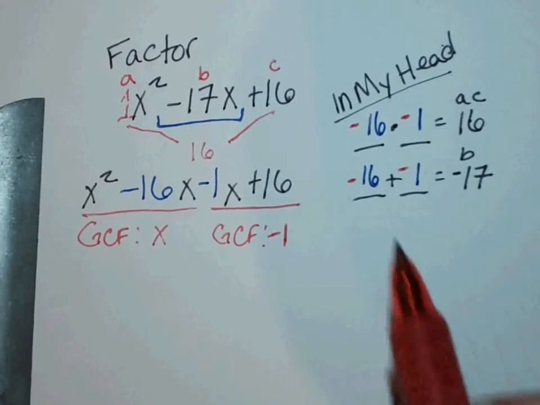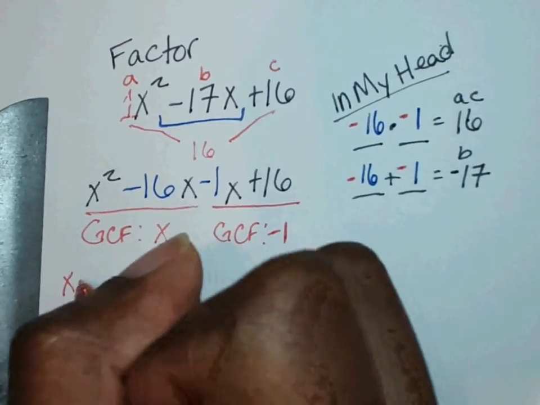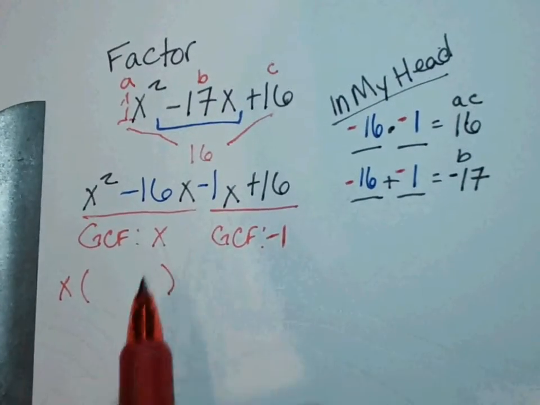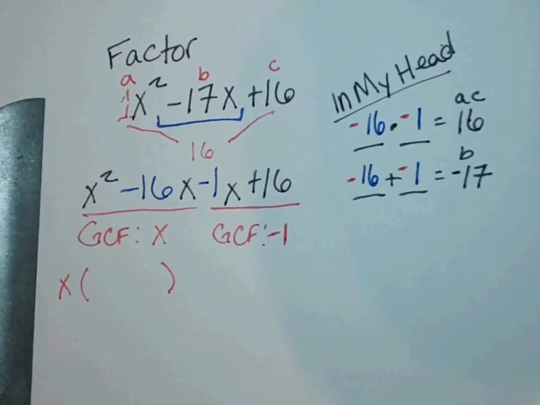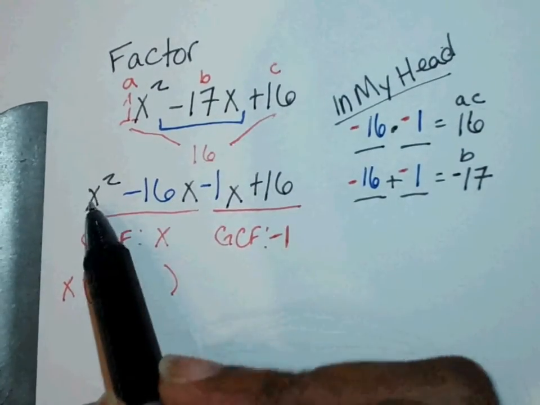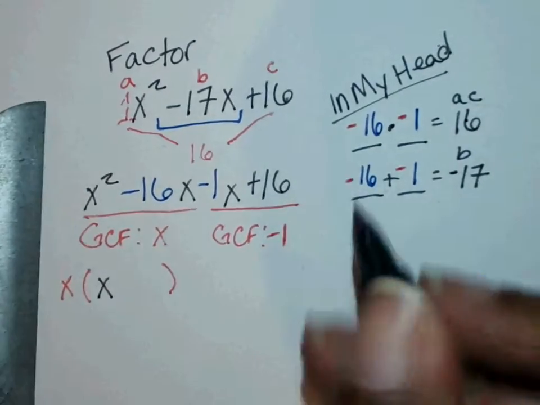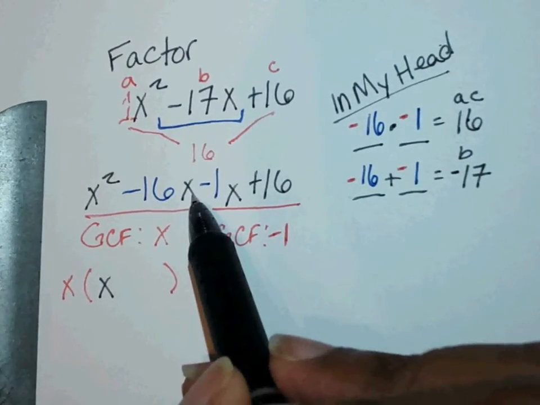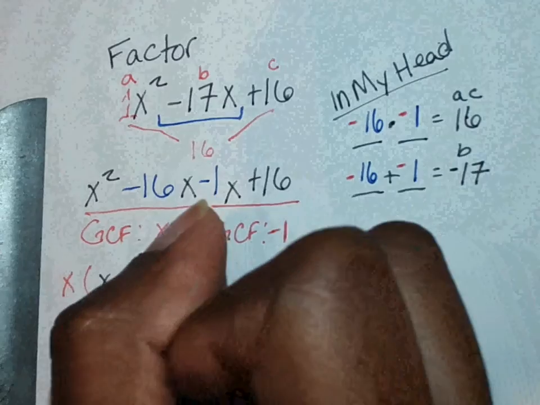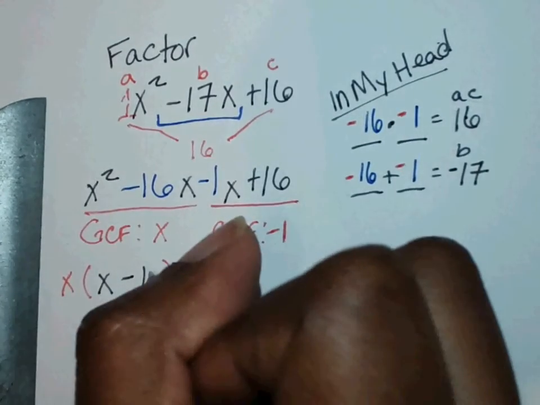Alright, so when I factor out my GCF in my first group, I factored out an x. So if I had two x's and I take out an x, I'm left with 1x. If I had a negative 16x and I took out an x, I am left with just negative 16.